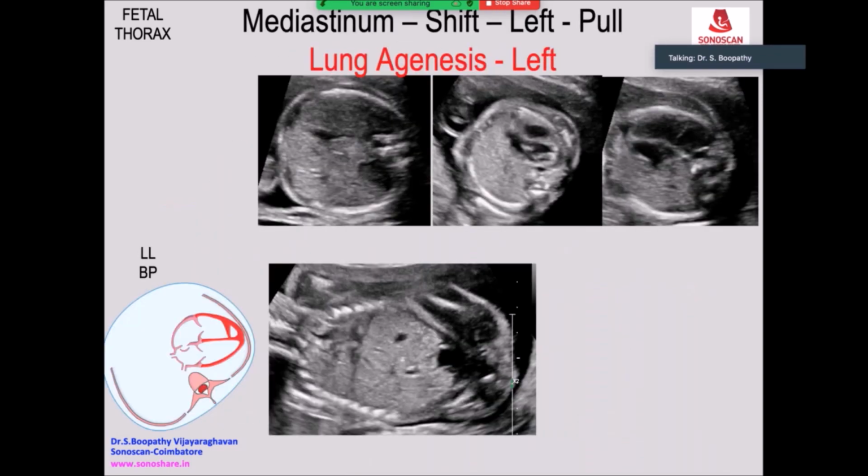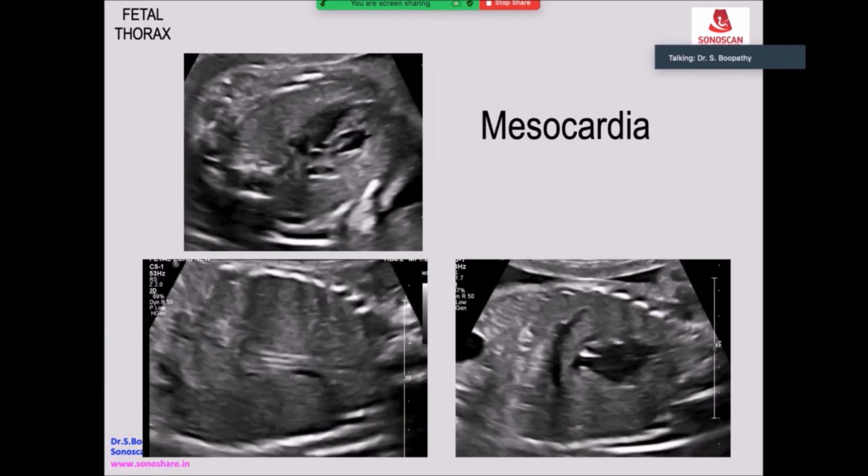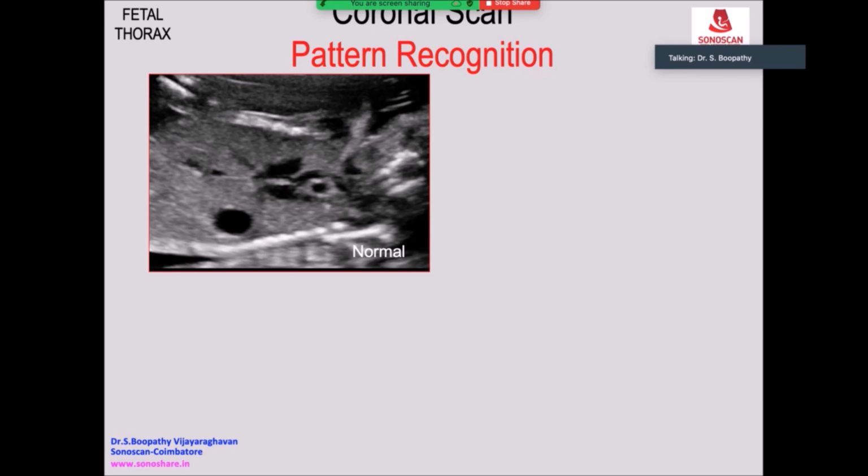Another case, and what happens is there is also rotation of the heart. You see the abdomen, and you see the coronal scan. So what is the abnormality here? For that you must see the pattern recognition.